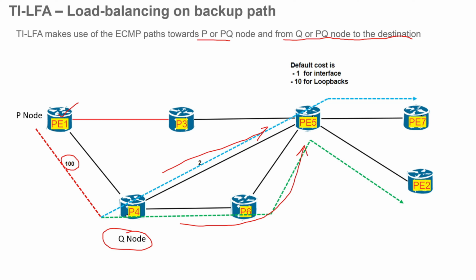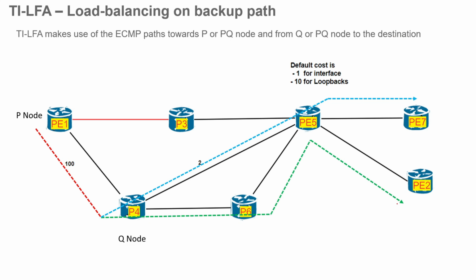So let's say for the destination towards P7, it is using the path between P4 and P5, and for the destination P2, it is using the path from P4, P6, P5 towards PE2.